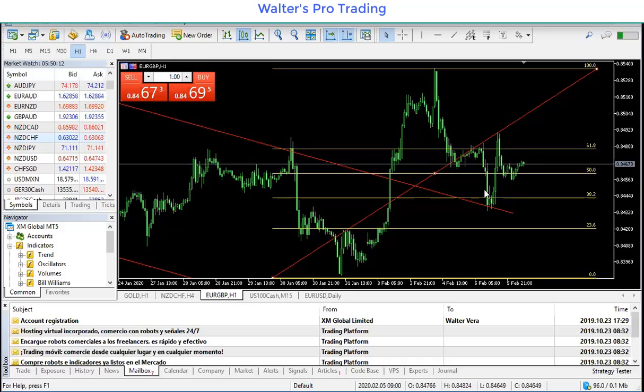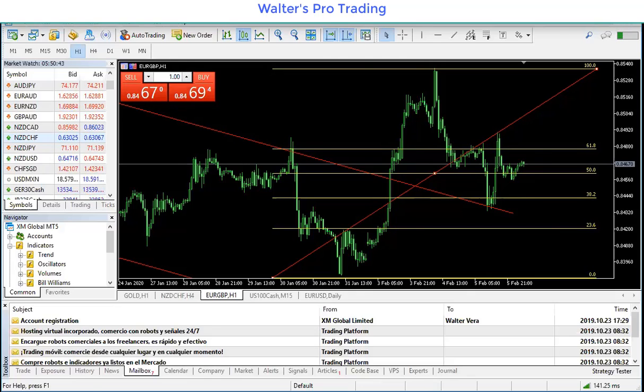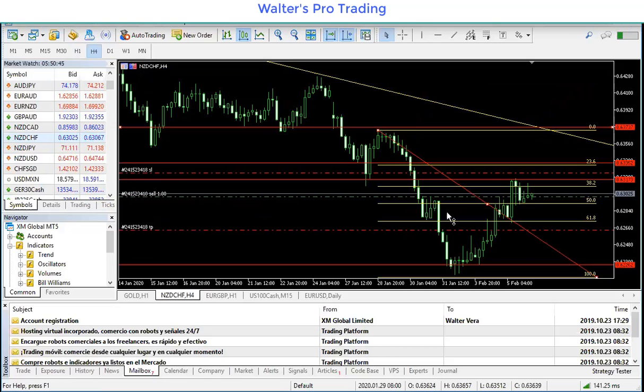Now you don't know if this is going to retrace to the 61.8, to the 50%, to the 38.2, to the 23.6, or to the beginning of the trend. So when you use your Fibonacci tool, it is just a part of trading. You need to have a reaction on any of these points in favor of your trade. In this case, you need a reaction going to the upside. In this other case, I need a reaction going to the downside.